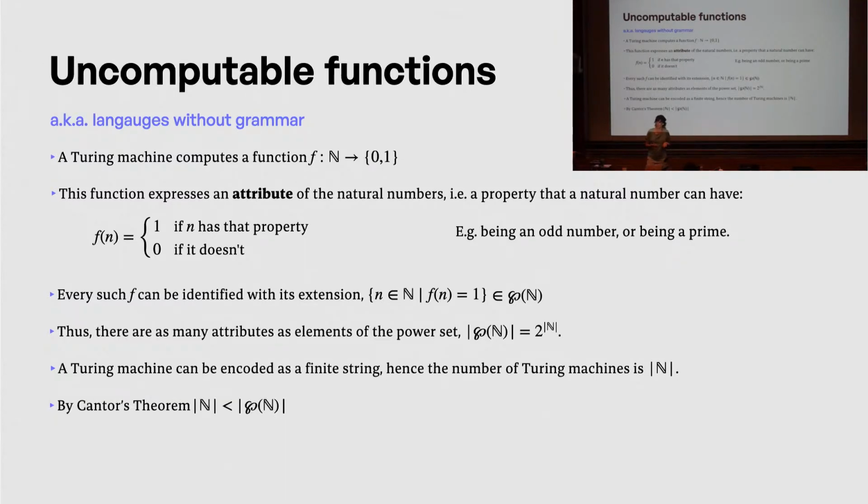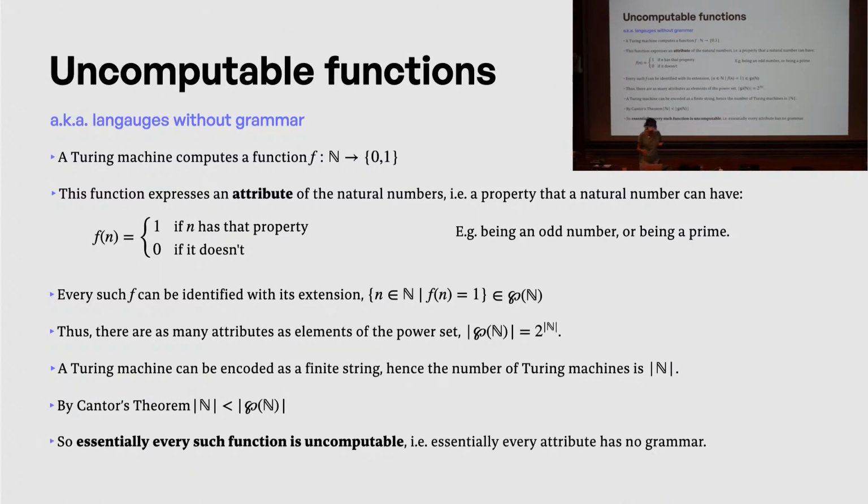By Cantor's theorem, the cardinality of a set is always smaller than the cardinality of its power set. In particular, the cardinality of the naturals is strictly smaller than the cardinality of its power set. These are different kinds of infinity. They are fundamentally different. So it follows from this simple counting argument that essentially every function is uncomputable. They are different kinds of infinity, as I said.